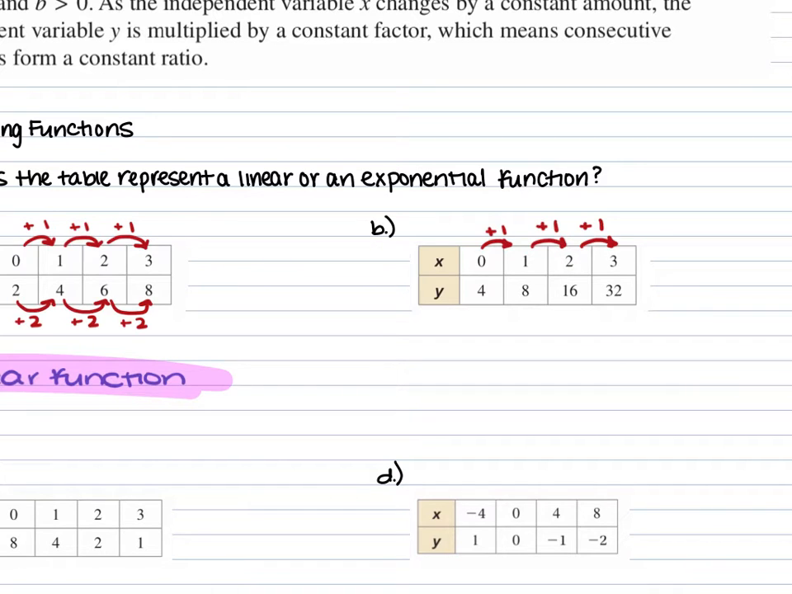4 times what is 8? Well, if we multiply by 2, we get 8. If we take the 8 and we multiply that by 2, we get 16. 16 times 2 is 32. So because this change in your y values is happening by multiplication, we have an exponential function.